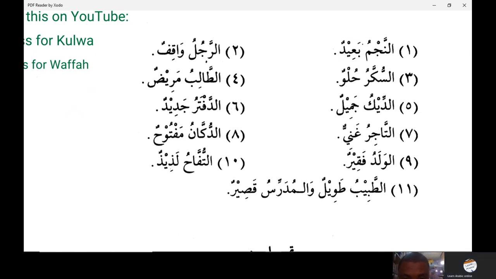Ad-daftaru jadidun. At-tajiru ghaniyyun. What is the meaning of this tajir? Merchant. Okay, at-tajiru ghaniyyun, the rich merchant. Ad-dukanu maftuhun. Al-waladu faqirun. At-tufahu ladhidhun. At-tabibu tawilun wal-mudarrisu faqirun.